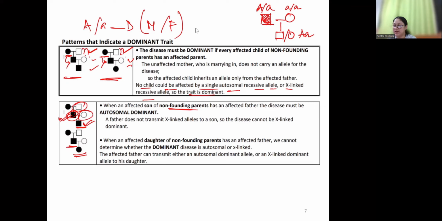So this person is capable of transmitting both, the autosomal dominant allele, or the X-linked dominant allele. It could be A or XA, both. He could transmit both of them. So here, determining is difficult.